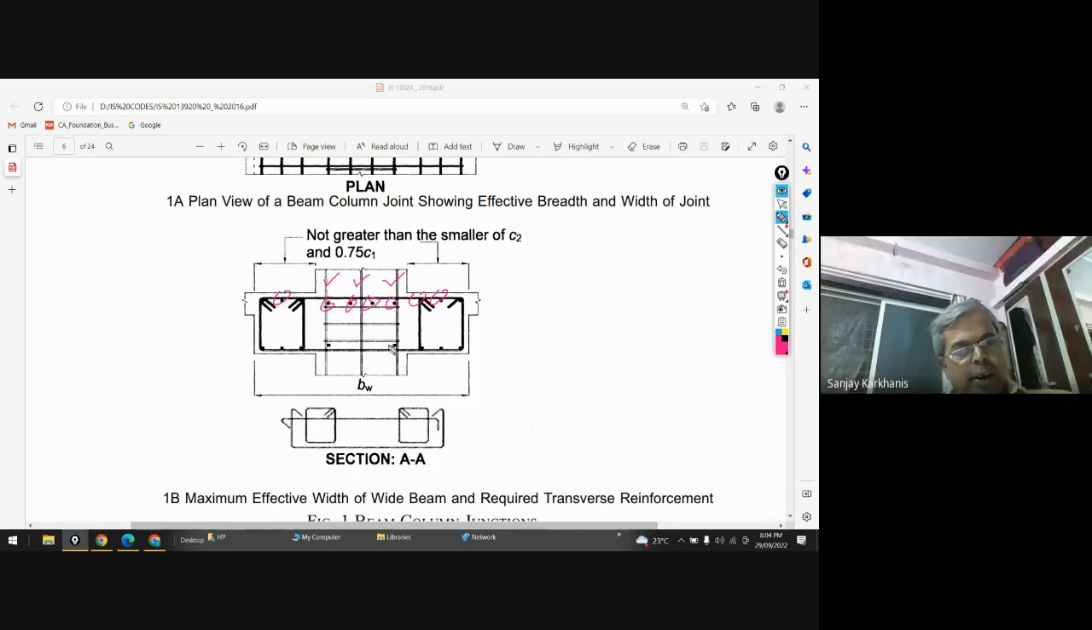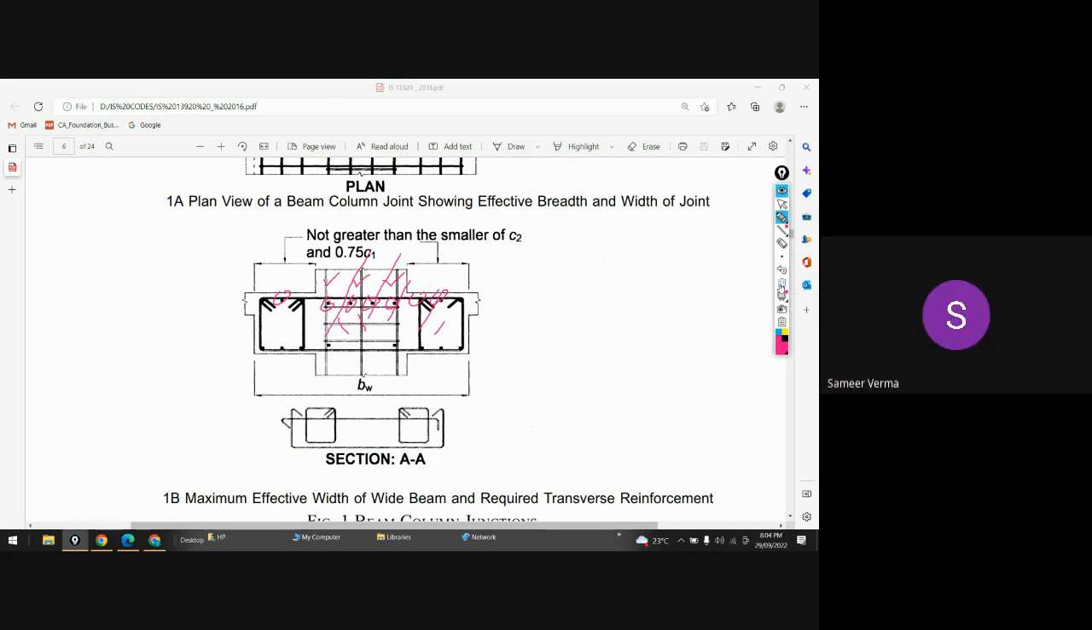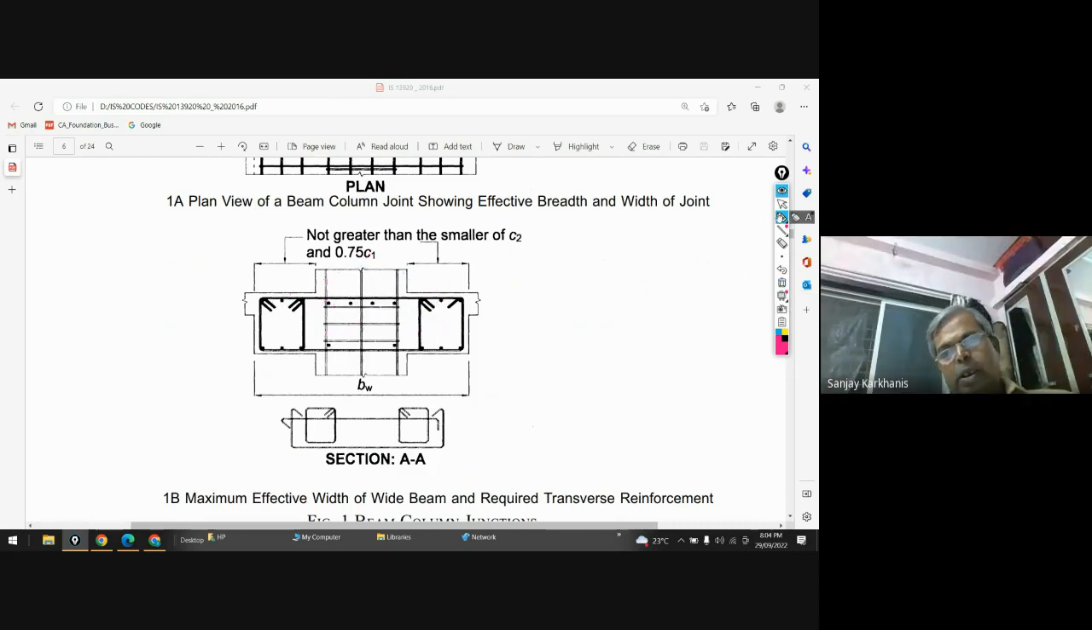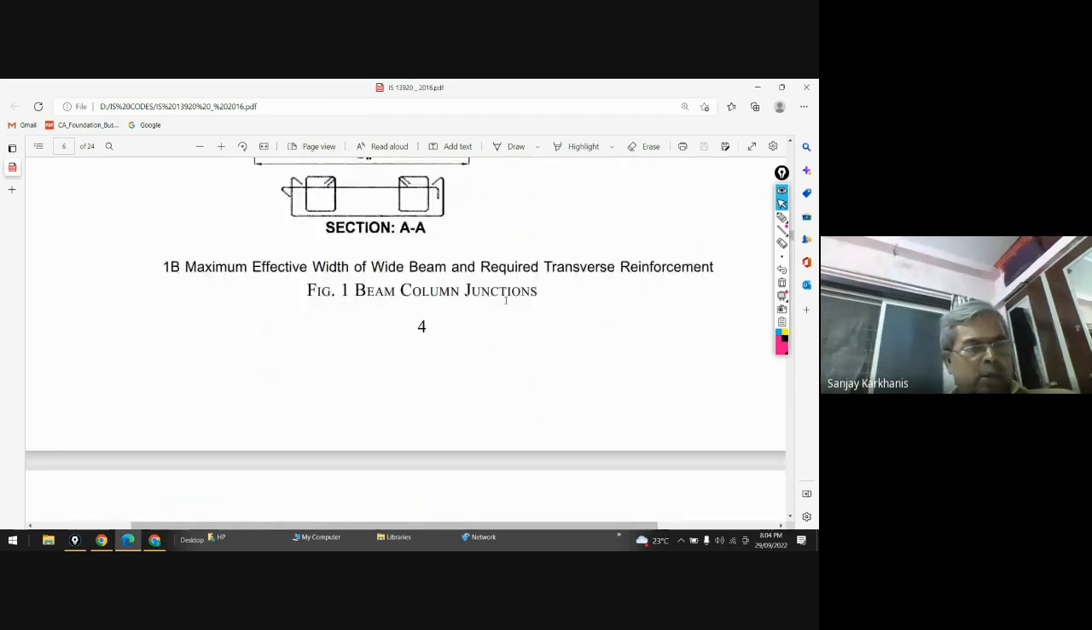Yes sir. A large area is available, so concrete can be poured in this, and the joint will not fail. So this is how it is practically achieved, provided you go through the things, and you can see the maximum effective width of wide beam, and that is why it is called a wide beam, and the required transverse reinforcement.